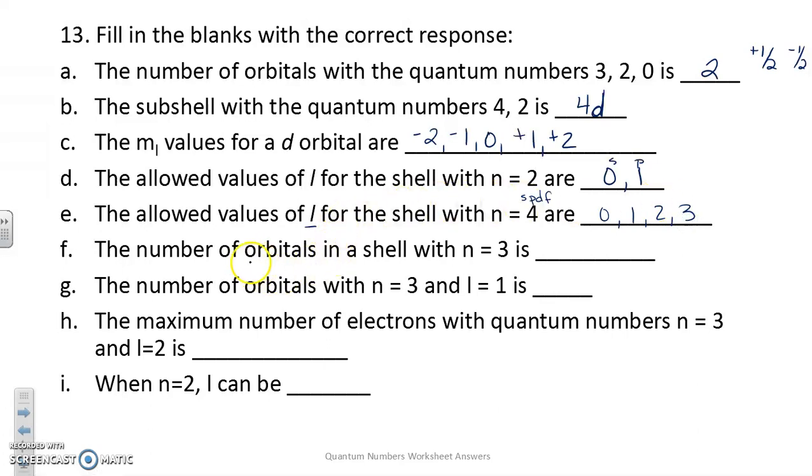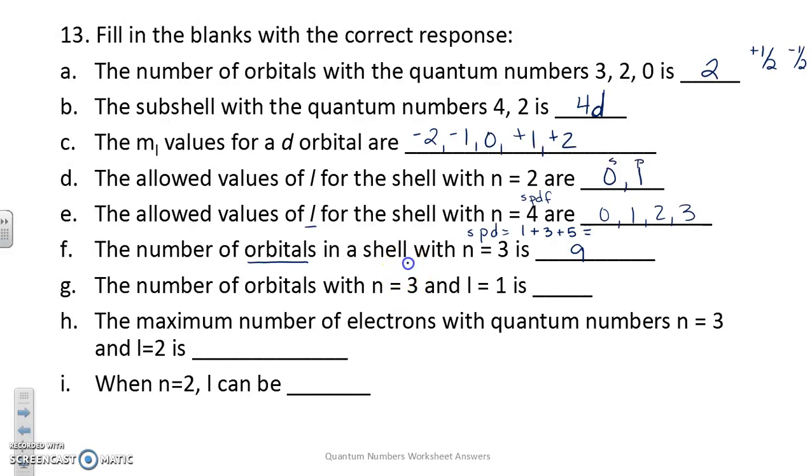The number of orbitals in a shell with N equals 3. In N equals 3, energy level 3, we can have S, P, and D. S has 1 orbital, P has 3, and D has 5. Don't agree with me. It's not 7, it's 5. So 1 plus 3 is 4, plus 5 is 9. So 9 total orbitals. How many electrons? 18.